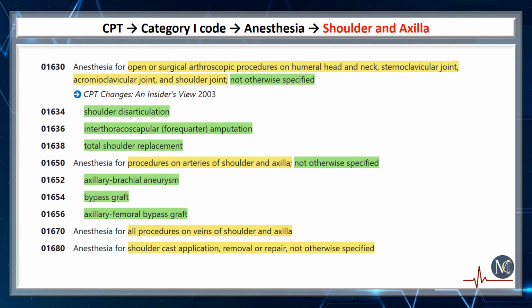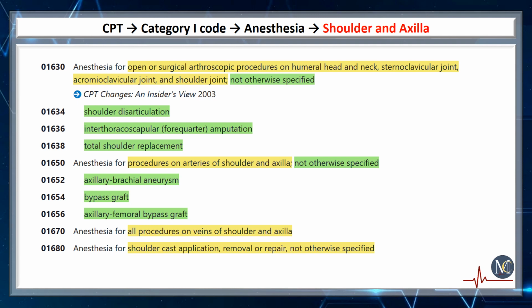An aneurysm is an abnormal swelling or bulging in the wall of the blood vessels such as an artery. An axillary brachial aneurysm refers to an abnormal dilation or bulging of the blood vessel in the axillary, armpit, and brachial, upper arm region. Next code is 01654, bypass graft. The provider performs anesthesia services for a patient undergoing a bypass graft procedure for the arteries of the shoulder and axilla. Next code is 01656, axillary femoral bypass graft.